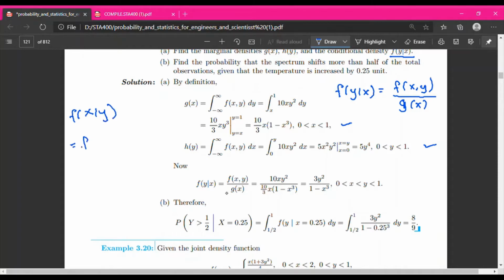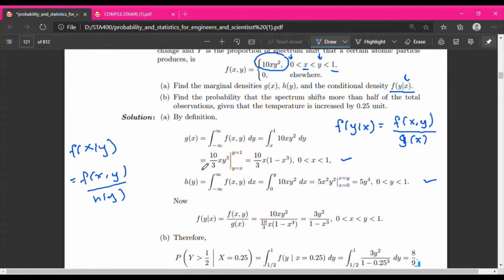Boleh juga you cari untuk f x given y. So you have fxy divide dengan hash y. So 10 xy square divide dengan 5y power of 4. Okay, untuk dapatkan conditional density untuk x given y.